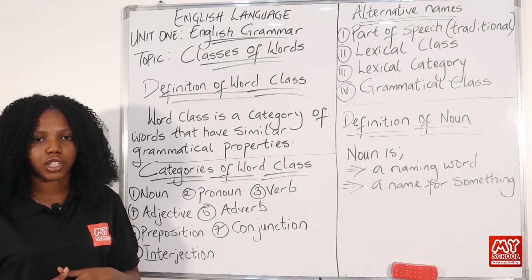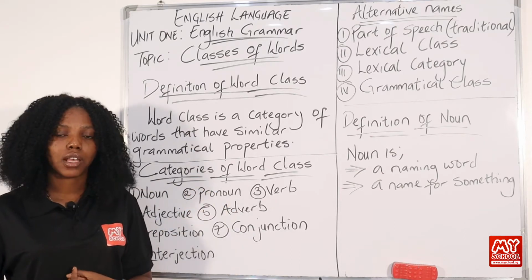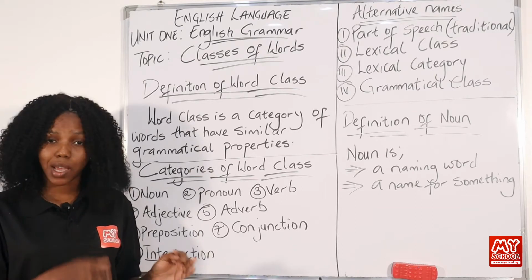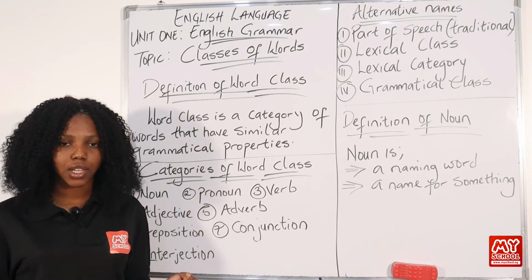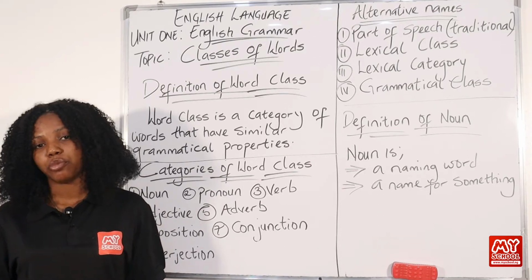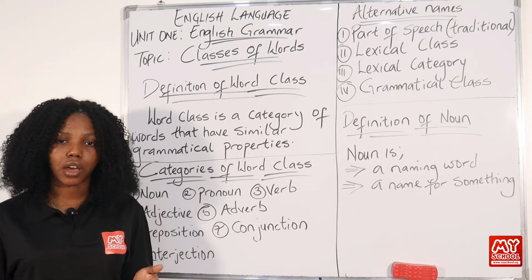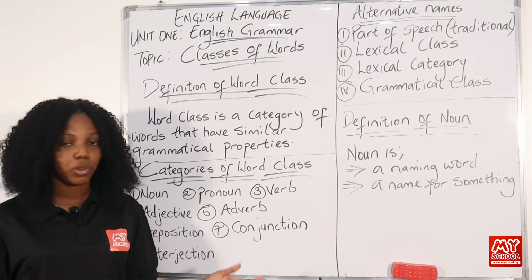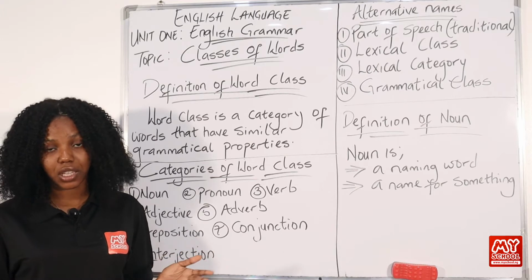The first objective is you should be able to state, or rather define, class of word as a term. Number 2, at the end of this lesson, you should be able to list the categories or the types of word class. Number 3, you should be able to list the alternative names for the term word class. Number 4, you'll be able to define what a noun is. And number 5, you should be able to list and explain the differences between the types of noun with examples. This last objective is not on the board. I'll be employing an instructional material which should be a visual representation of this last objective.